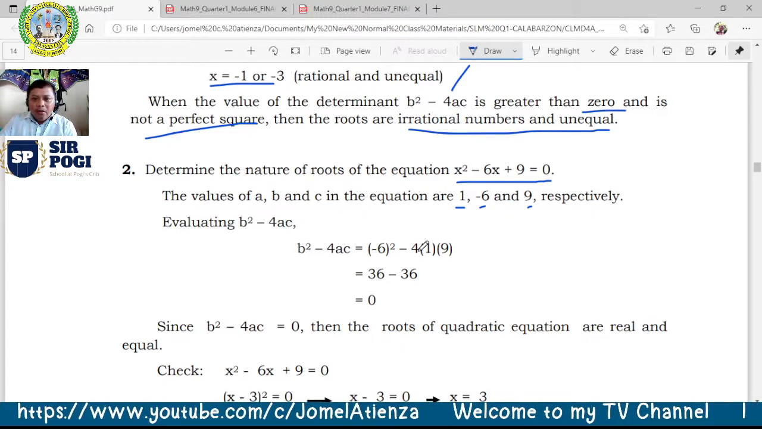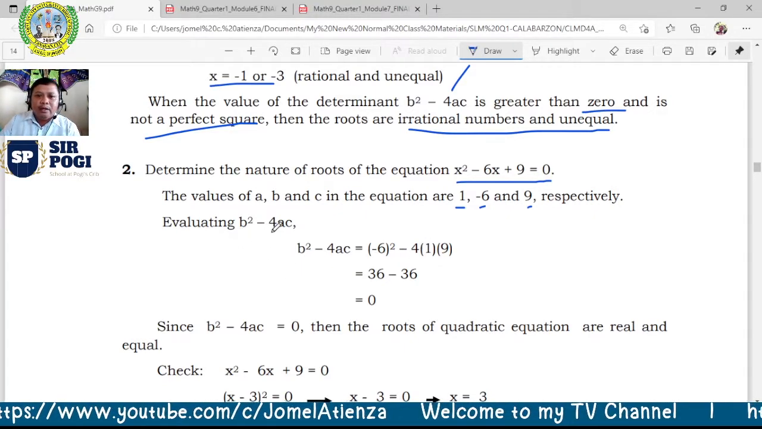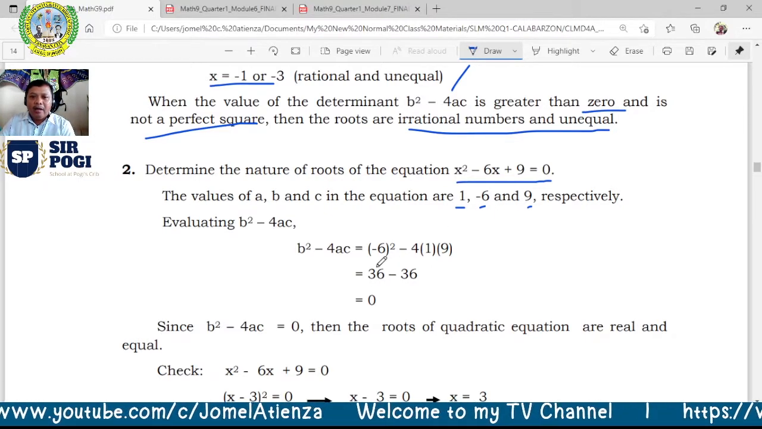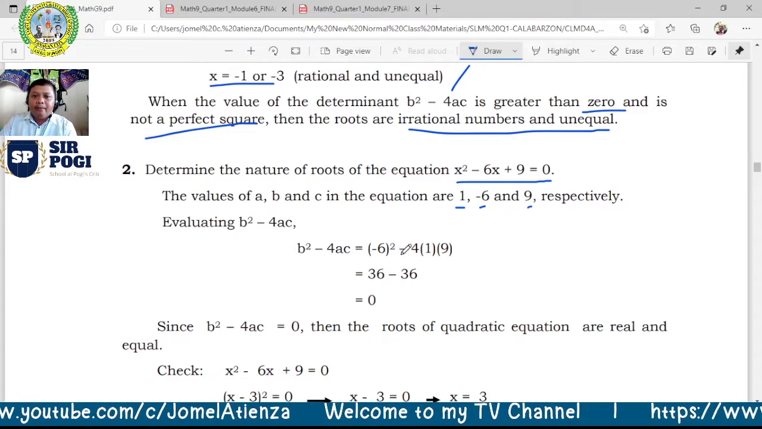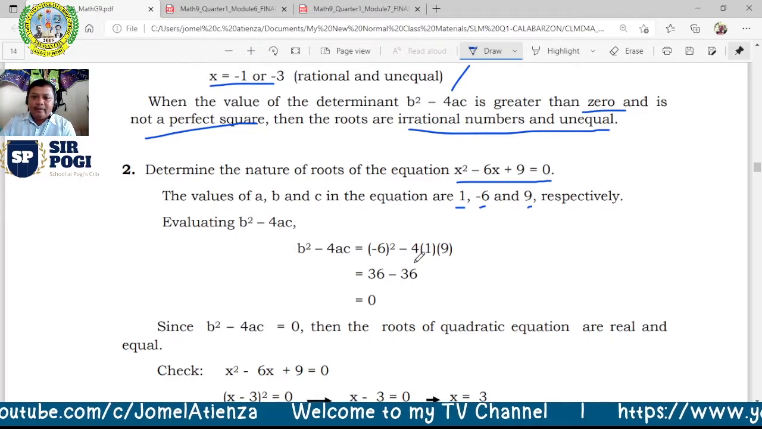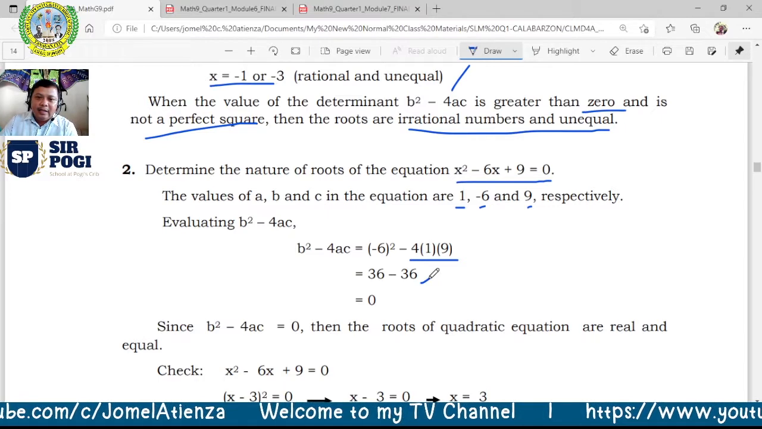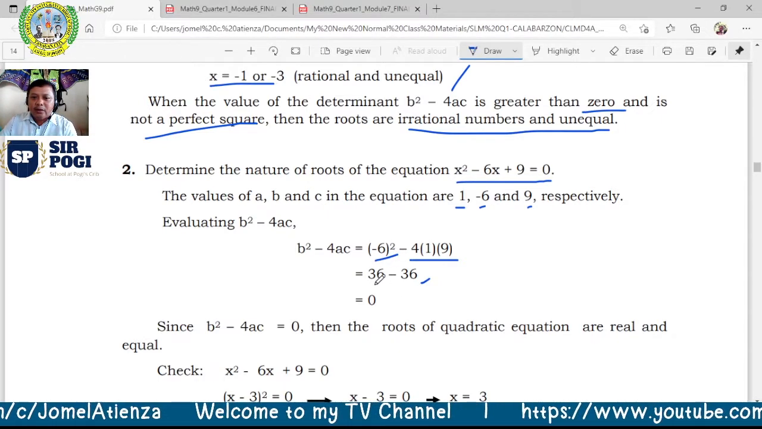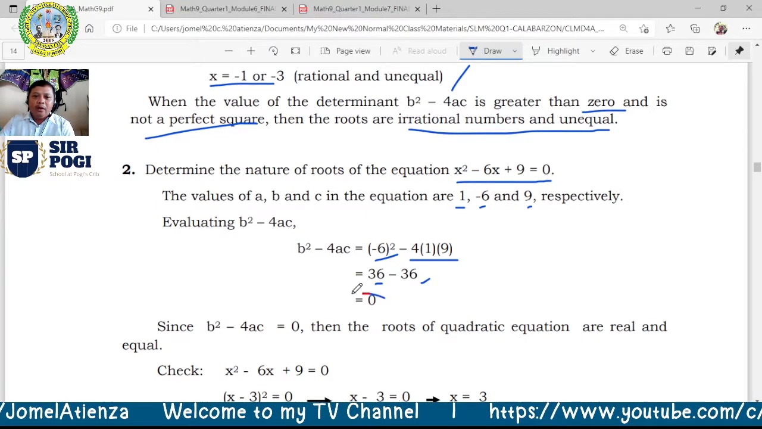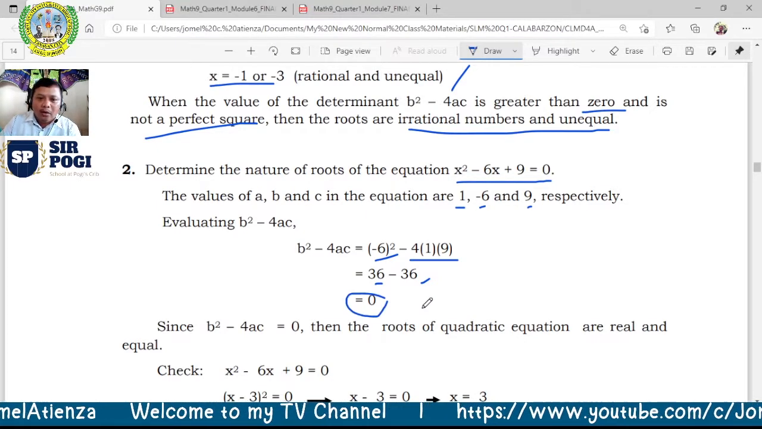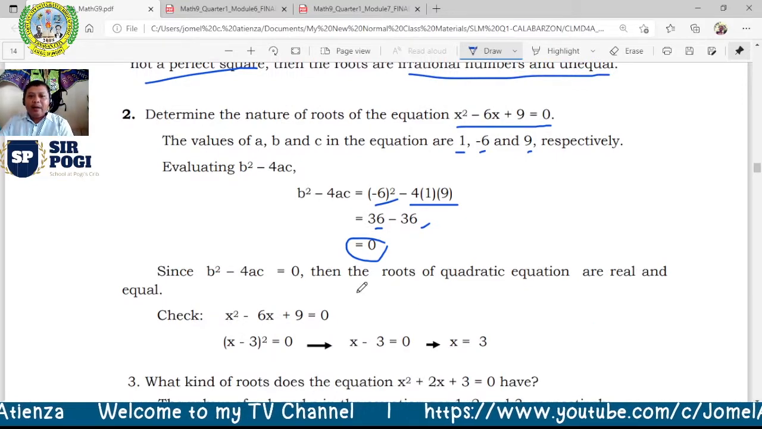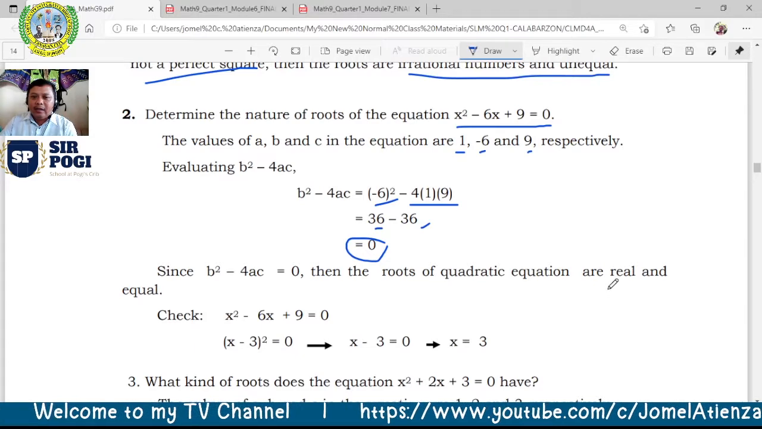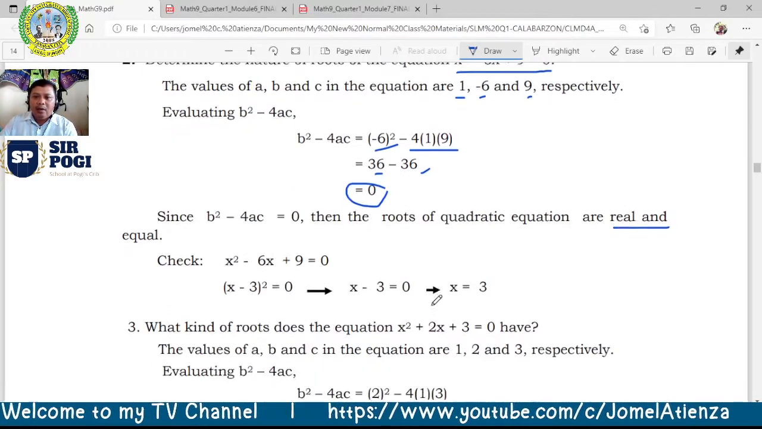Okay? So, evaluating b squared minus 4ac, substituting these values, we have negative 6 squared minus 4 times 1 times 9. And the product is 36. And the value of negative 6 squared is also 36. So therefore, we have the value as 0. Now, kapag daw siya ay 0, the roots of the quadratic equation are real and equal.